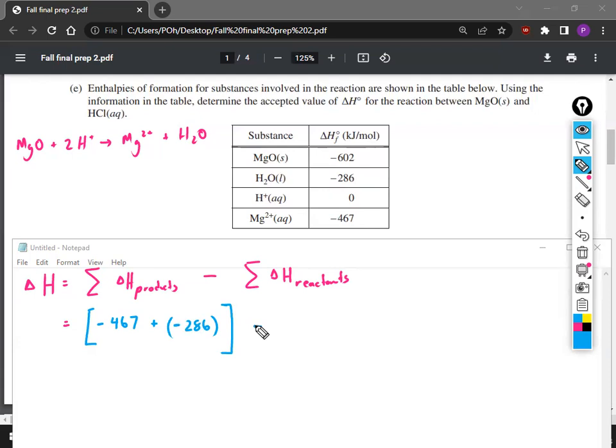Then we're going to subtract that by the reactants, and I'll do this one in black so that we can tell the difference between the reactants and the products. The first reactant is MgO, so negative 602. We're going to add that with H plus, which is 0, but technically it's 2 times 0. It doesn't really matter because it's still a 0, but I'll put that there. Just be aware that, let's say if it was 2 MgO, you would have to double this.